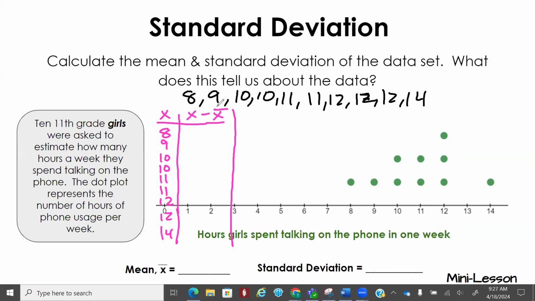So you're going to do 8 minus 10.9. 9 minus 10.9. 10 minus 10.9. Okay, and you're going to fill in this column. So take a moment, go ahead and do that.